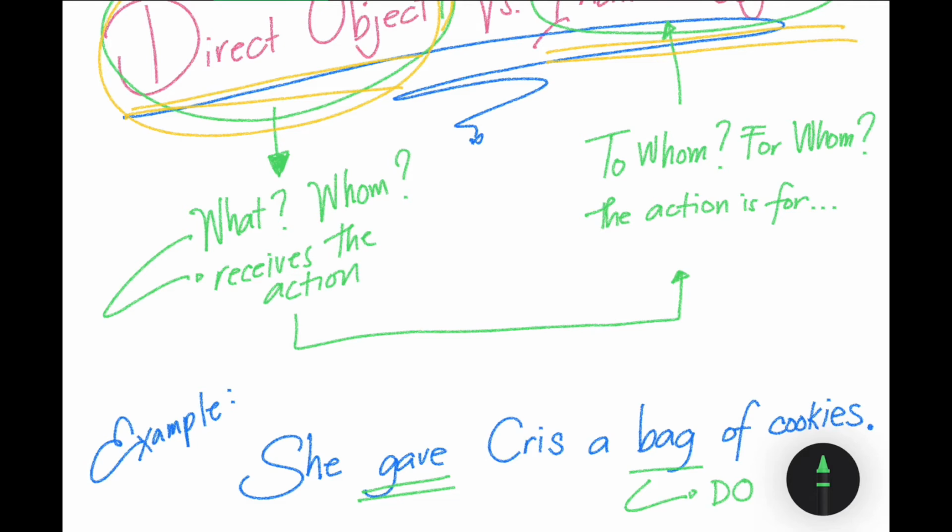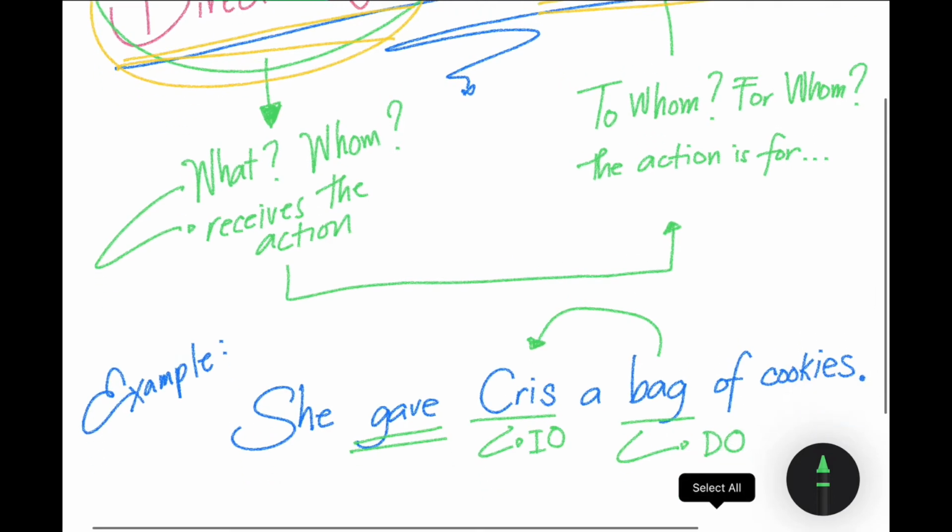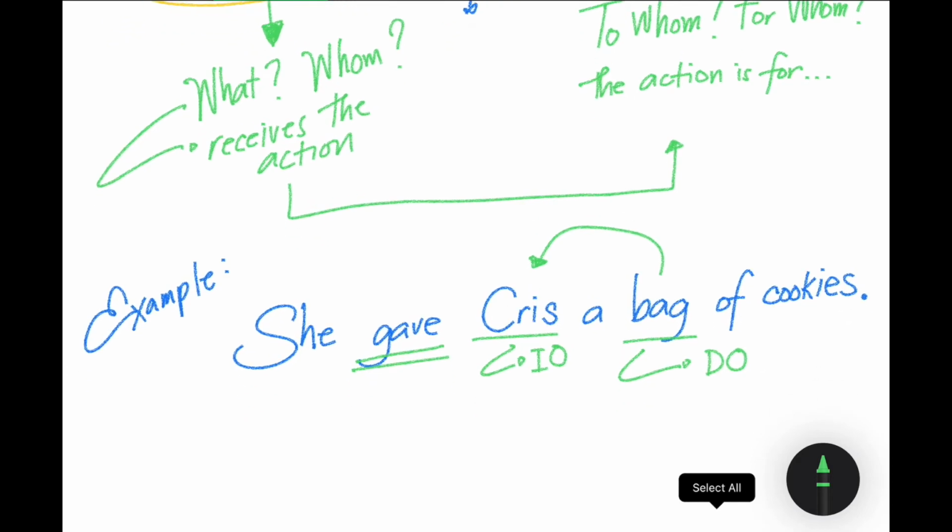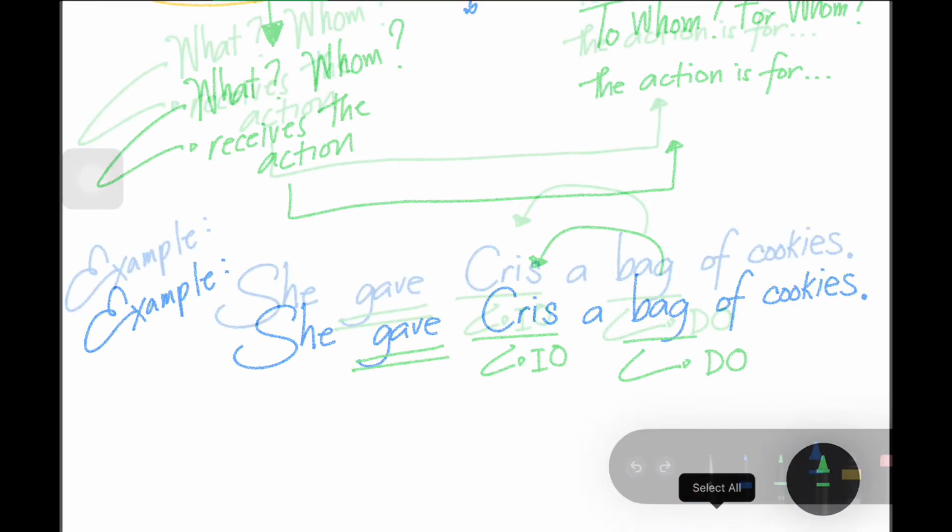Now our indirect object is Chris, because it answers to whom is that bag for. To whom is it for? It's for Chris. So Chris is our indirect object. Now let's take another example. Here we have another sentence.